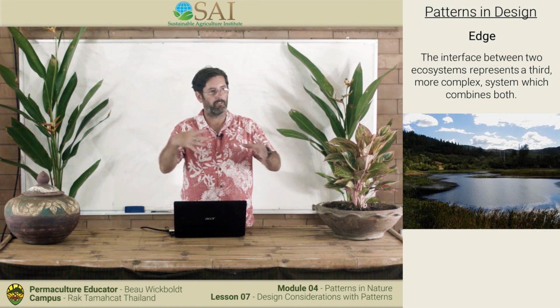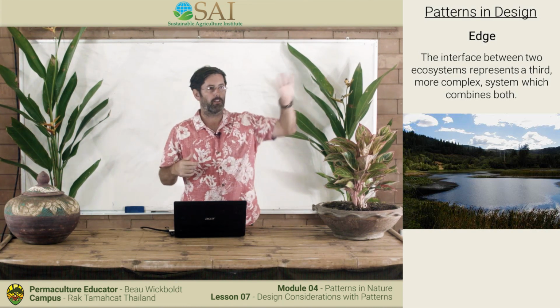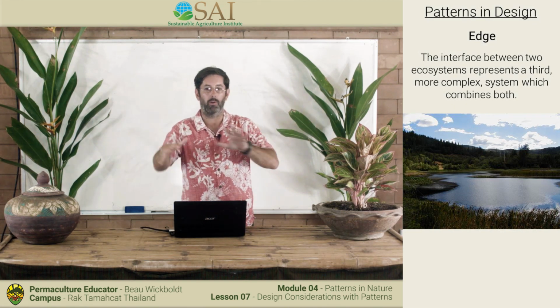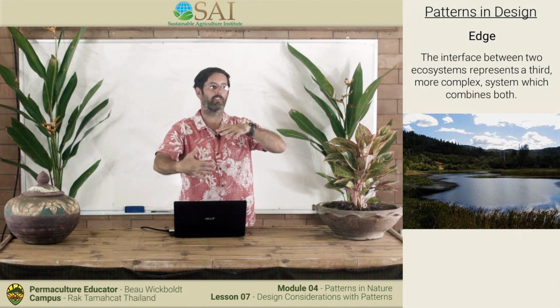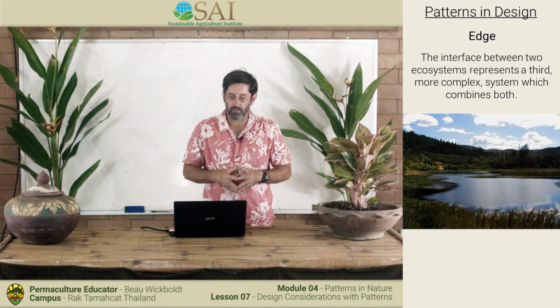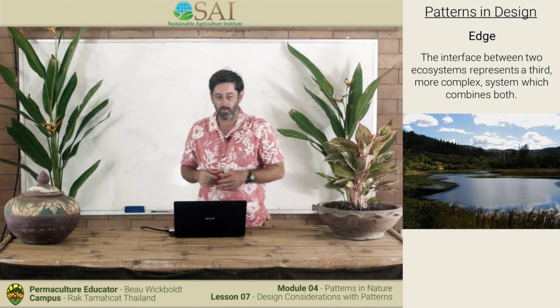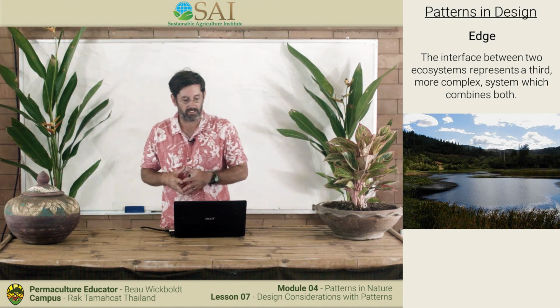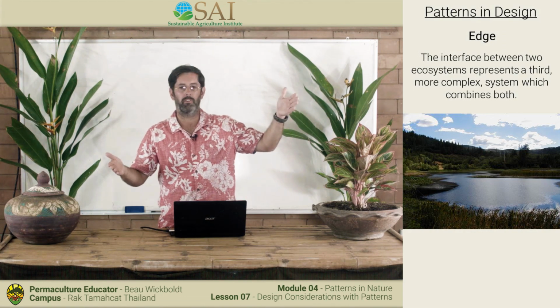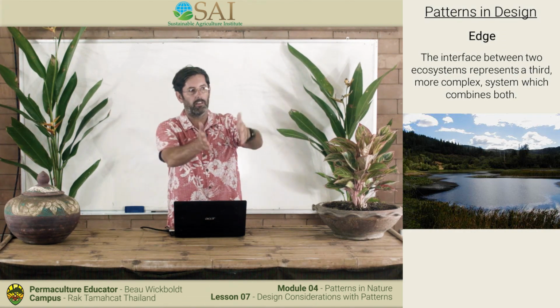There's lots of interferences between different systems. The forest, the river, the edge of the forest and the river, the wetlands system that we can see in the foreground. Lots of merging edge. The interference between two ecosystems represents a third, more complex system which combines both. So here we have two ecosystems, the river, the forest, and the wetland.